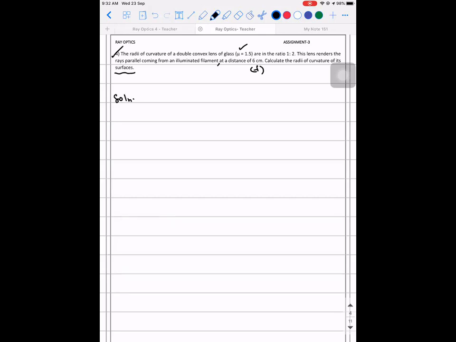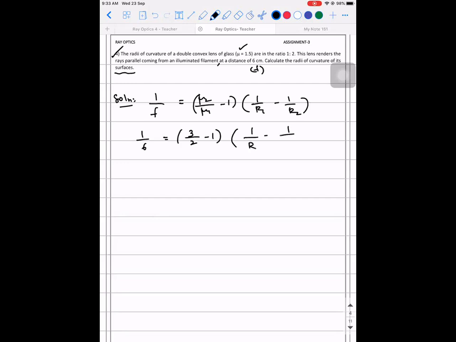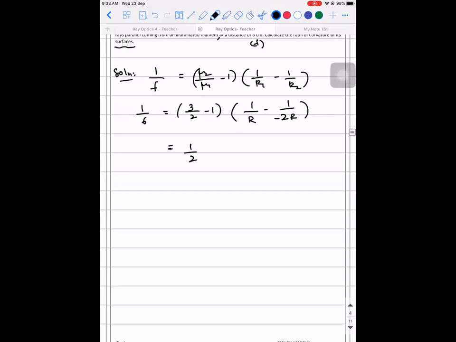Same problem with a different way of questioning. 1 by f is equal to mu2 by mu1 minus 1 into 1 by r1 minus 1 by r2. So 1 by f is 1 by 6. Mu2 is 1.5, that is 3 by 2. Mu1 is 1. So minus 1 into 1 by, if I take R1 as R, R2 will be minus 2R. Very good, 2R with a negative sign. So that will be 1 by 2 into 1 by R plus 1 by 2R, correct? So this is 1 by 6.